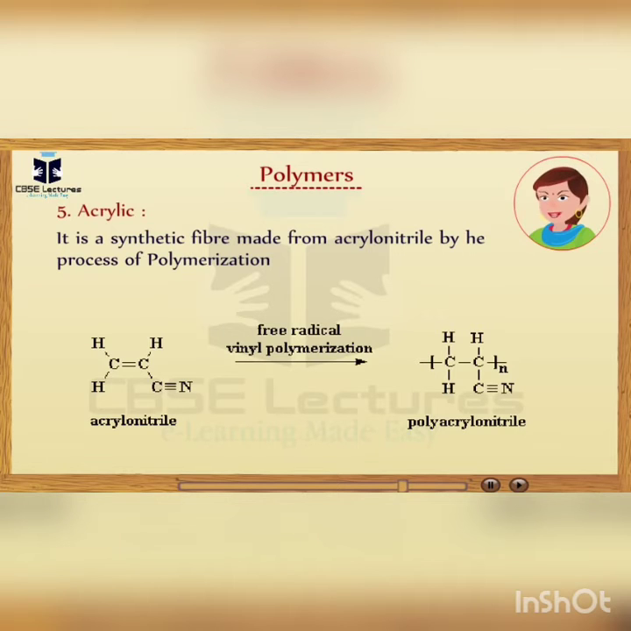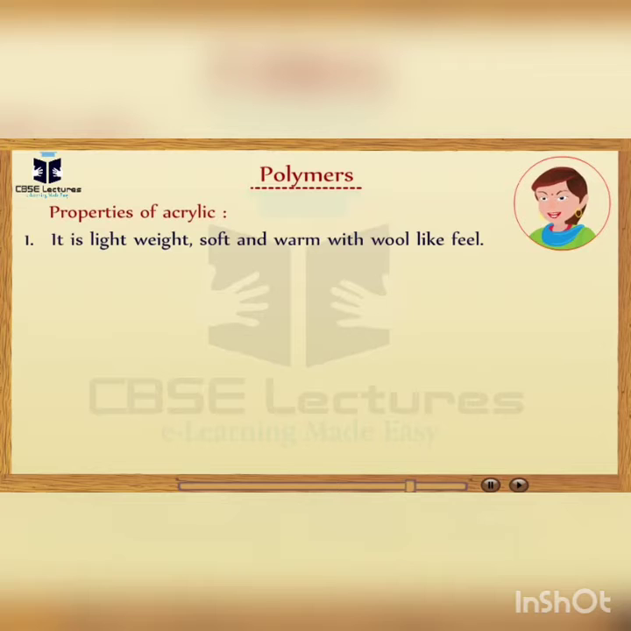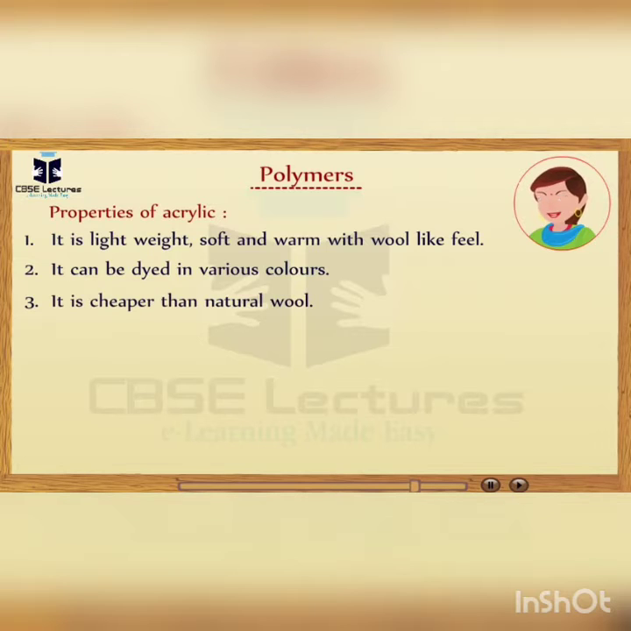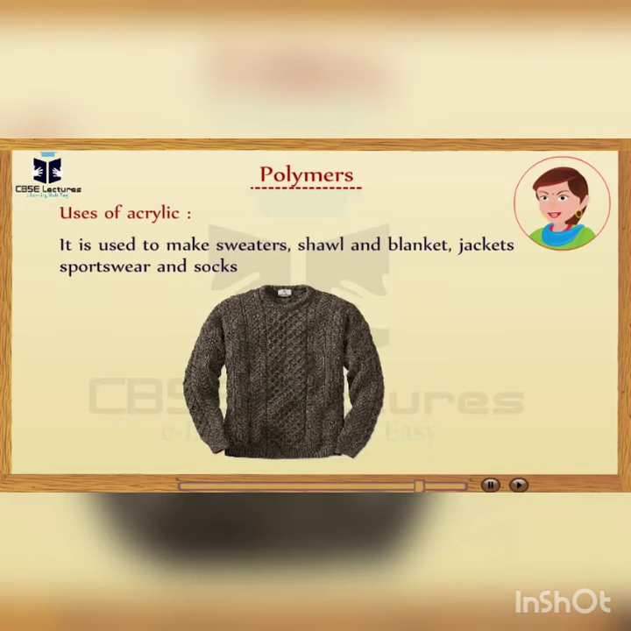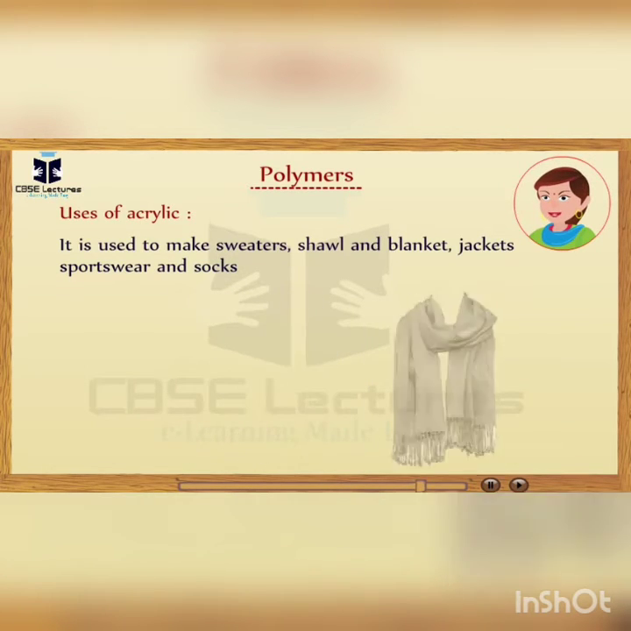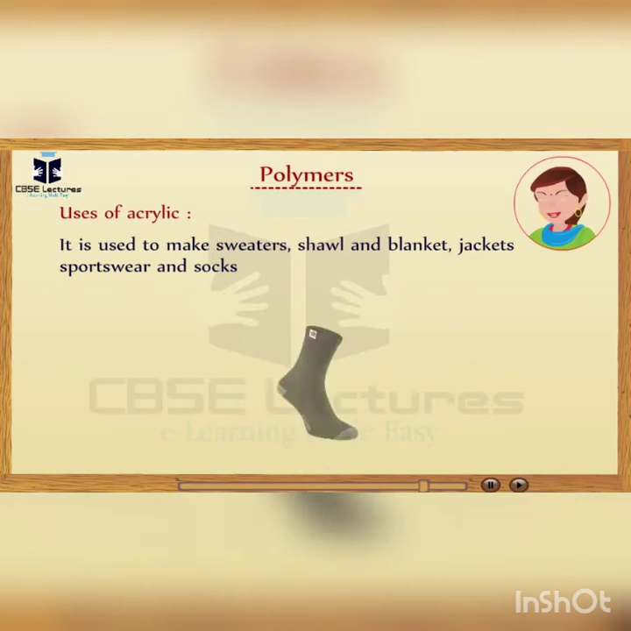Acrylic. It is a synthetic fiber made from acrylonitrile by the process of polymerization. Properties of acrylic: it is lightweight, soft and warm with a wool-like feel. It can be dyed in various colors. It is cheaper than natural wool. It requires less maintenance. Uses of acrylic: it is used to make sweaters, shawls, blankets, sportswear and socks.